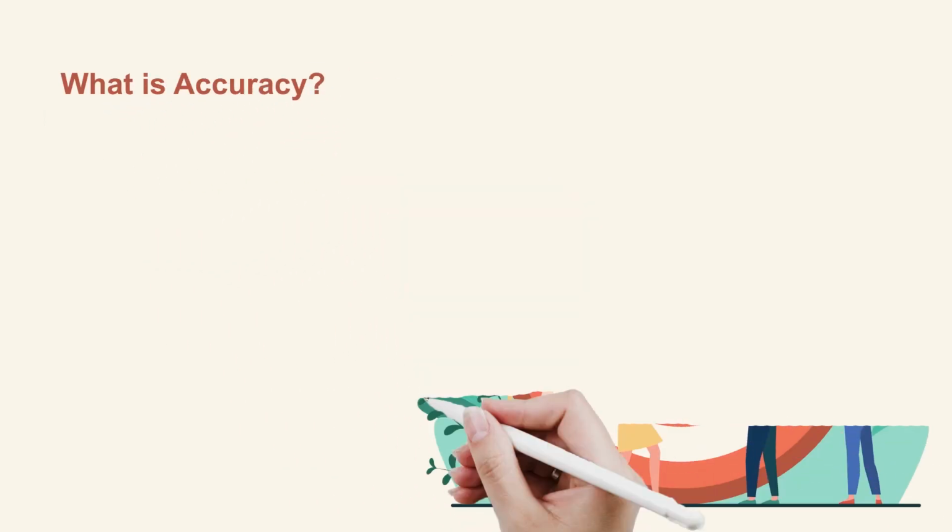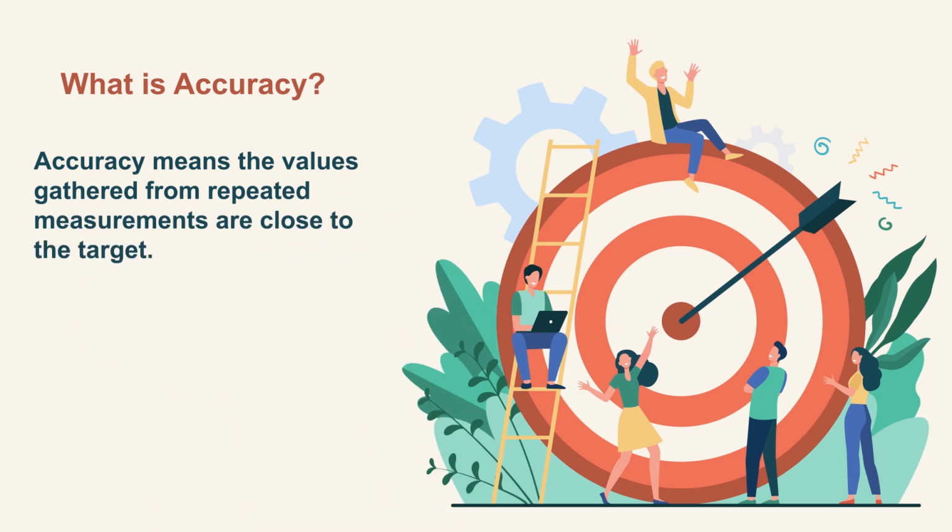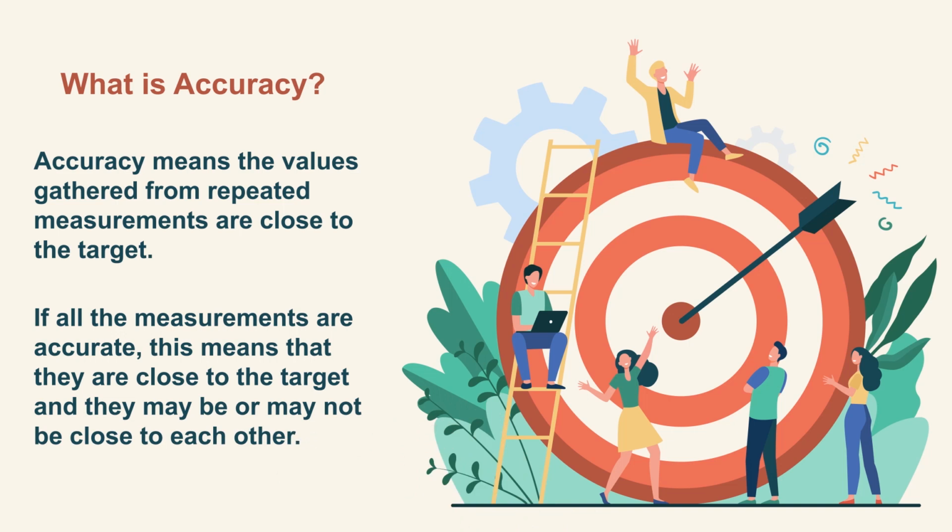What is accuracy? Accuracy means the values gathered from repeated measurements are close to the target. If all the measurements are accurate, this means that they are close to the target, and they may or may not be close to each other.